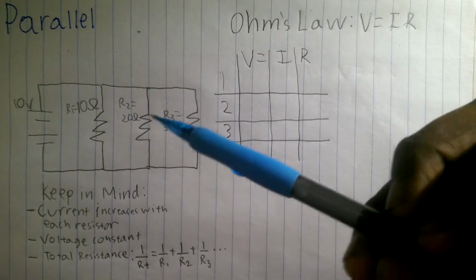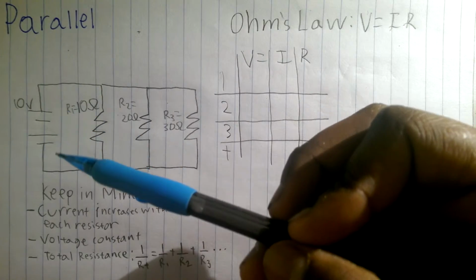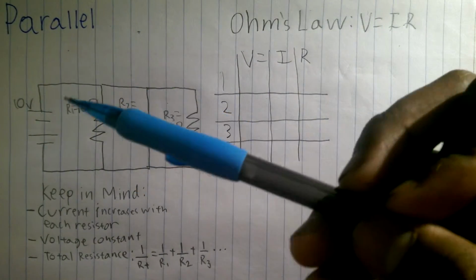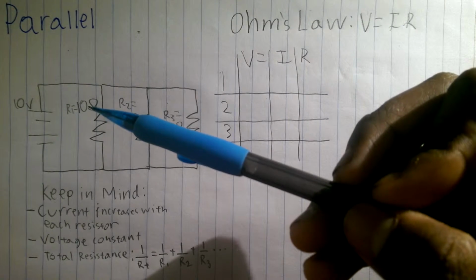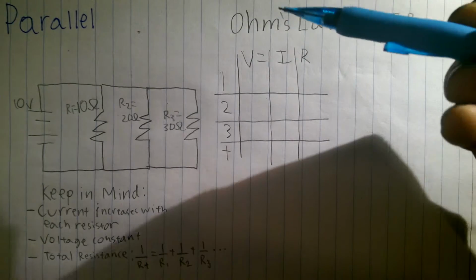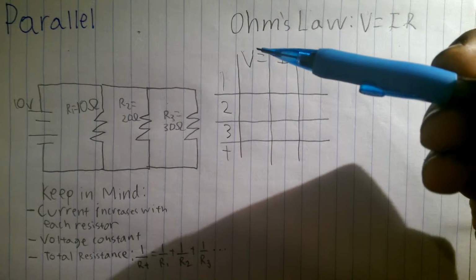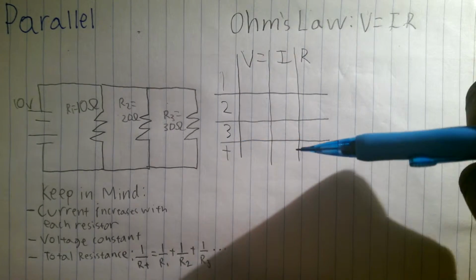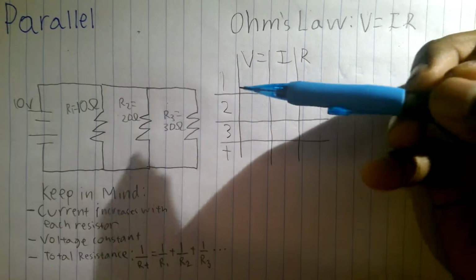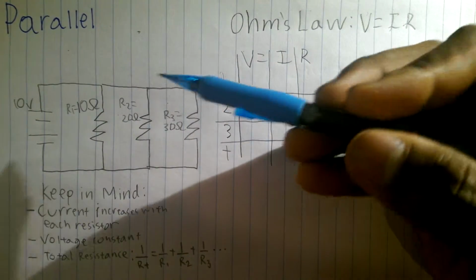Now let's take a look at this parallel circuit here. We have 10 volts running through a battery, which is connected to the whole circuit. We have a 10 ohm resistor here, a 20 ohm resistor here, and a 30 ohm resistor here. Now let's get started. First things first, we have to fill out the table with all the known values. So we have V equals IR, we have resistor 1, 2, 3, and then the total.